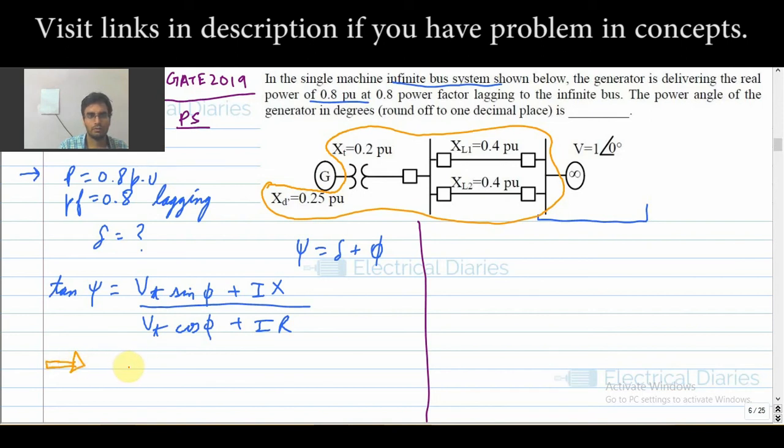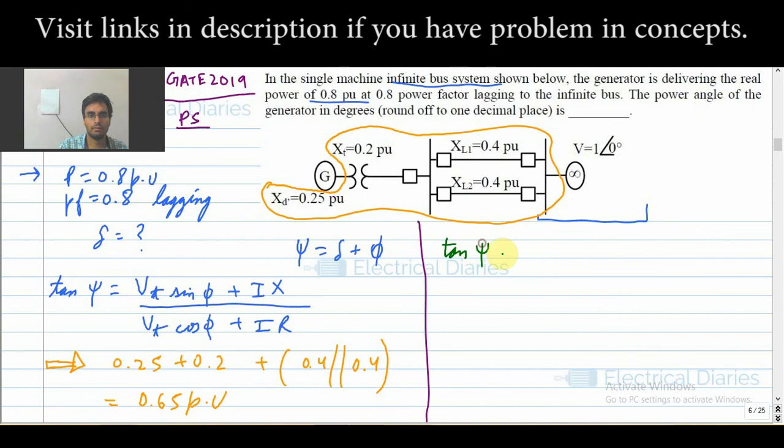You take the equivalent reactance x equivalent, which will be 0.25 plus 0.2 plus 0.4 in parallel with 0.4. On solving this, you will get 0.65 per unit, and always remember it is going in per units. So now you can easily calculate your tan psi.